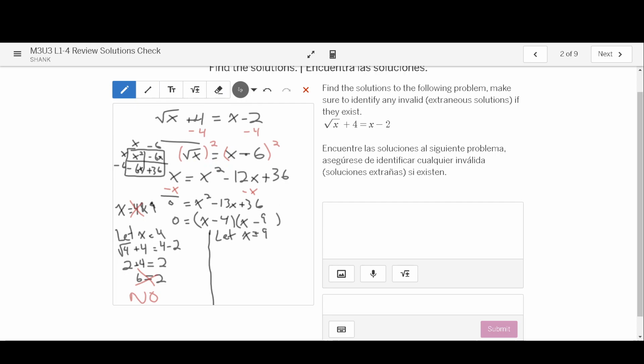We sub that back into our original equation and see what we get. So I'm going to say I have square root of 9 plus 4. Is that equal to 9 minus 2? So let's simplify. Square root of 9 is 3, plus 4. Is that equal to 9 minus 2, which is 7? And yes, 7 equals 7. So we can put a green check on that one. We're going to say check, and yes, it does work out. And so we're going to circle our answer as just 9.